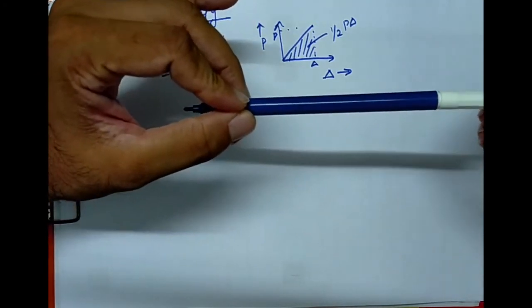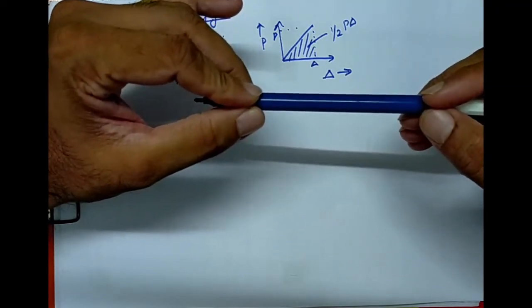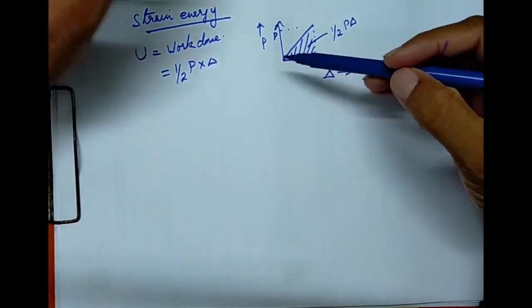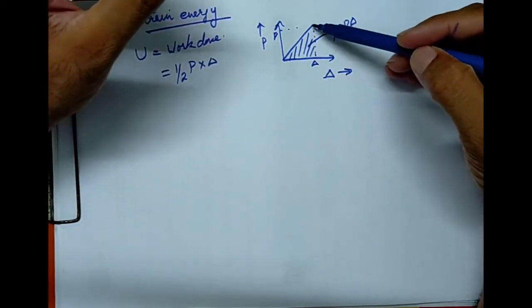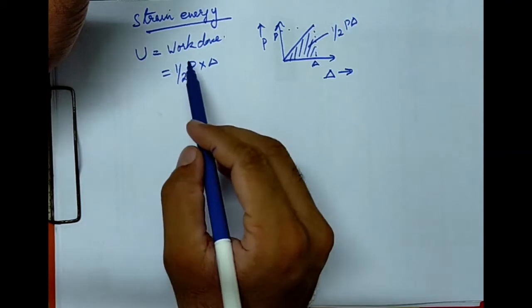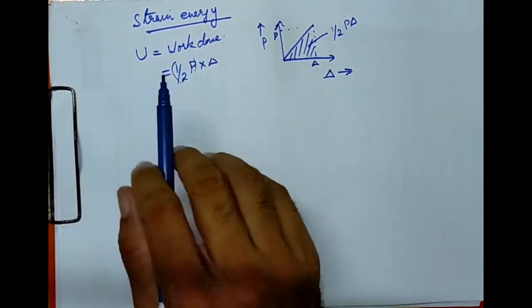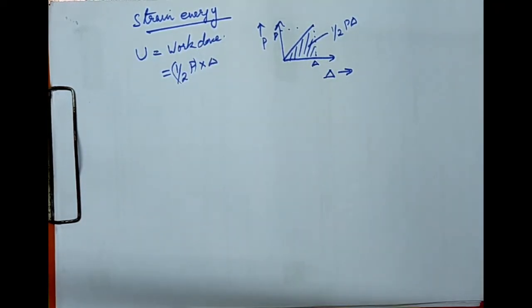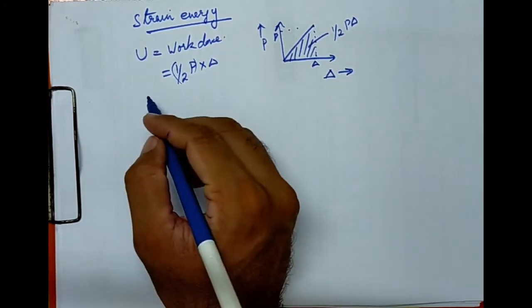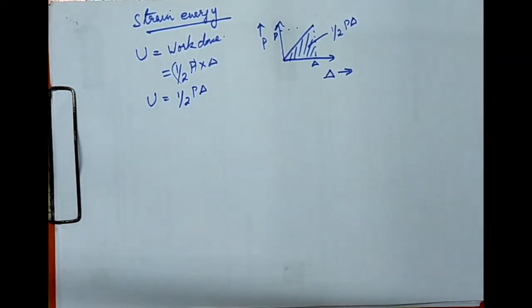I'm applying the load gradually, which means that in the initial condition the force applied is zero, and when the force applied was zero, the displacement was zero. When I applied the maximum force, through a gradual application from zero to the maximum value, I got a maximum displacement delta. So what we are considering here is the average force exerted, from 0 to P, so the average force is half P, and half P into delta is given as the work done. This is what strain energy is, normally represented by capital U, and it is half P delta.